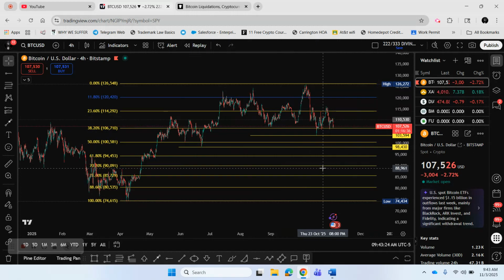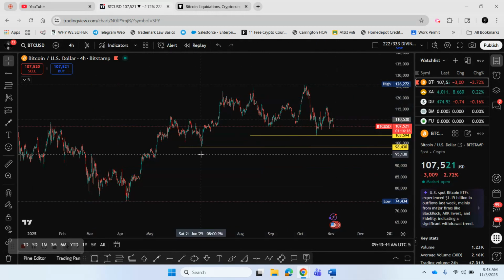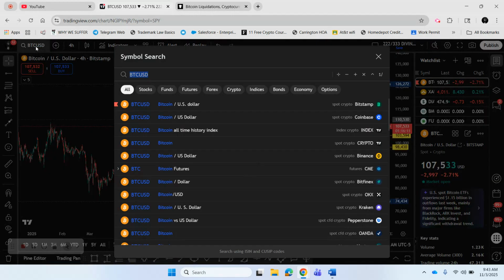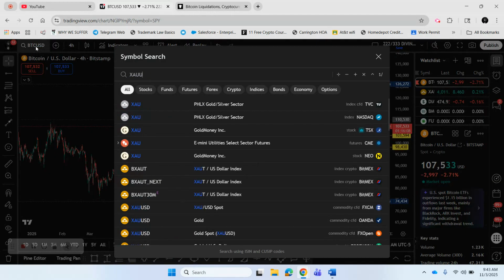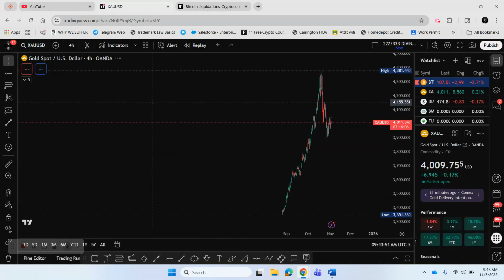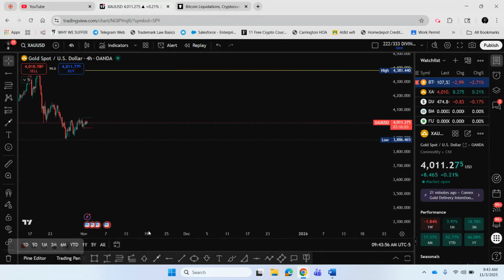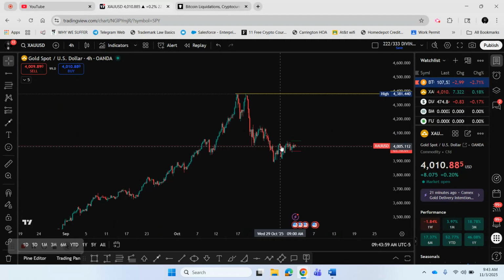Can the rest of these levels be visited? Of course. All right. We've already crossed 23% multiple times. So we could have a higher probability that we are going to 61% on a pullback. So monitor that. Look at gold. All right. Flat pattern.